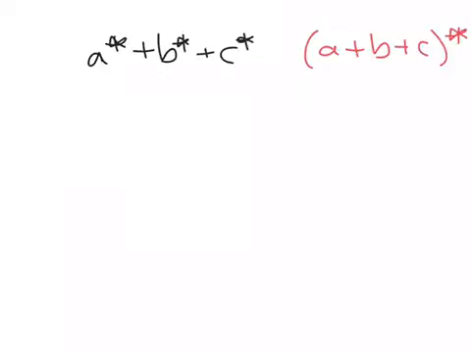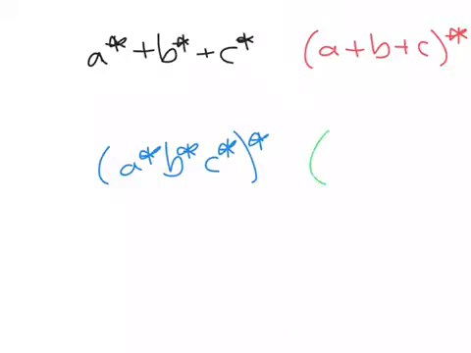I've got A star plus B star plus C star. That's one. Then I've got A plus B plus C, the whole thing starred. Then I've got A star squished with B star, squished with C star, and the whole thing starred. And then I've got A star plus B star, and the whole thing, oops, plus C star, and the whole thing starred.